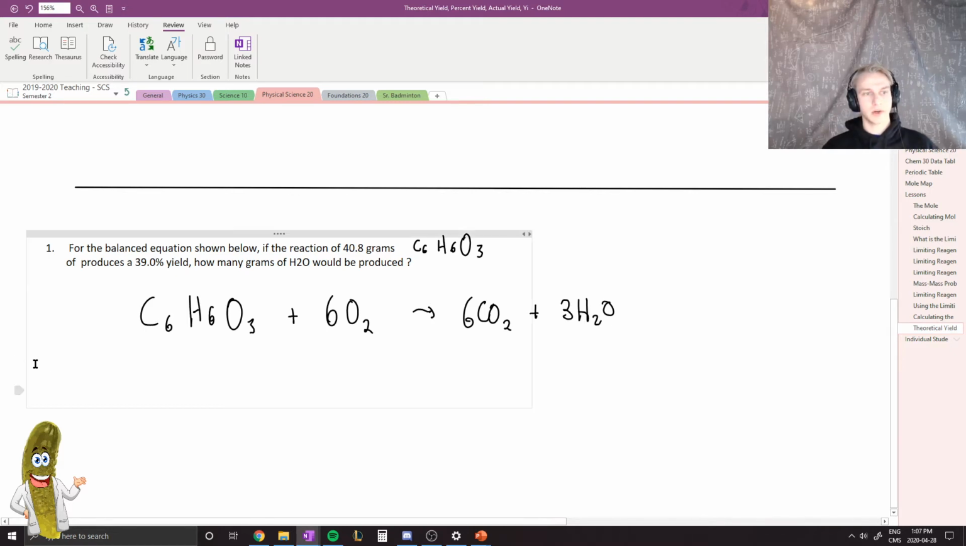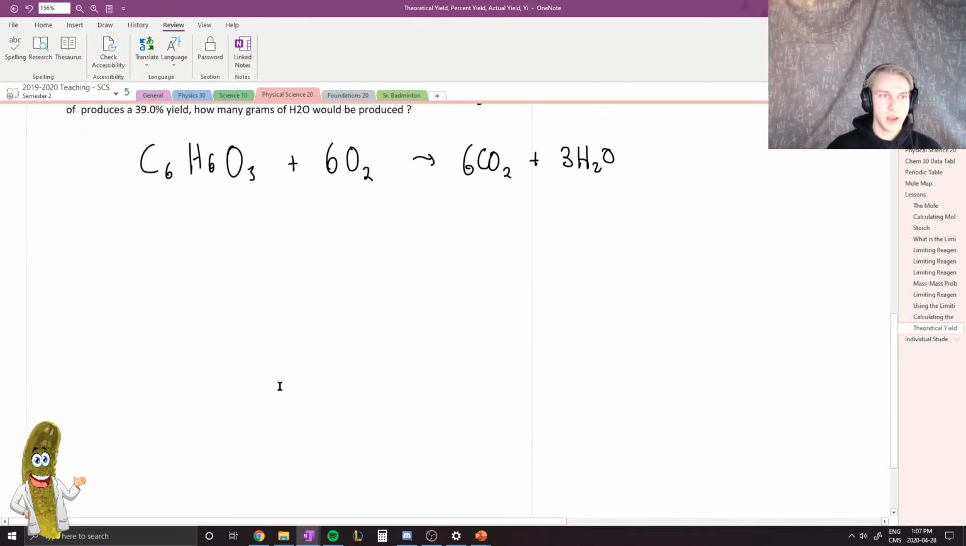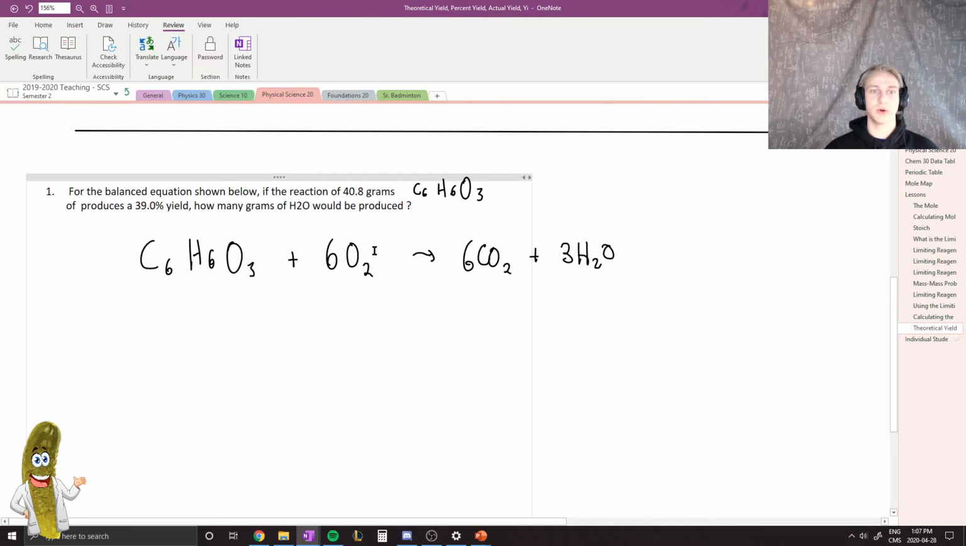So it says for the balanced equation below, if the reaction of 40.8 grams produces a yield of 39%, how many grams of H2O would be produced? So what we are going to do is the exact same thing that we normally would have done. We want to start with the thing that we have both a number and unit for, which is 40.08 grams of C6H6O3. And then we want to convert to grams of H2O. And then we want to multiply that by 39%.